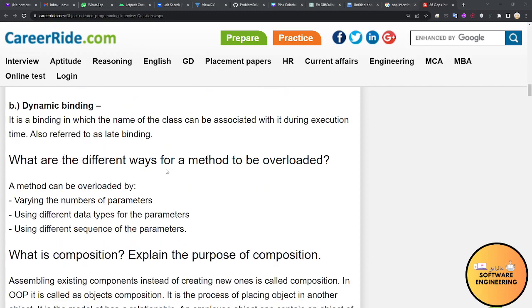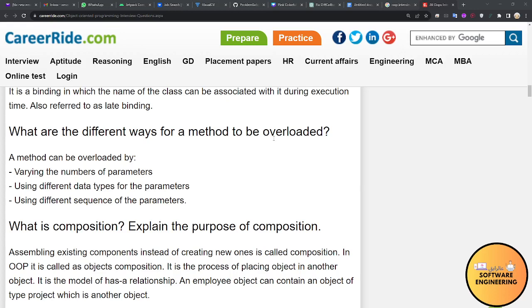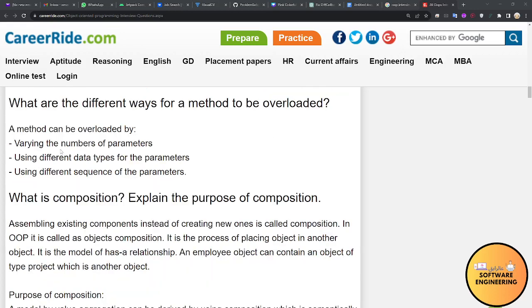طيب what are the different ways for a method to be overloaded؟ ايه الانواع المختلفة من الميثود اللي ممكن اعمل لها overload؟ A method can be overloaded by varying the numbers of parameters، اختلاف عدد الparameters، using different data types for the parameters، استخدام داتا تايبس مختلفة للبارامترز انتجر وفلوت ودبل وغيرهم، using different sequence الترتيب يبقى مختلف للبارامتر بس.